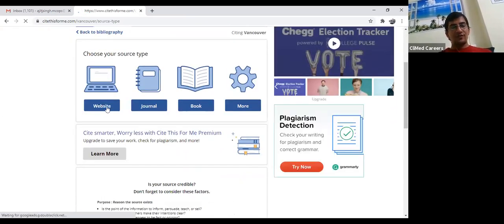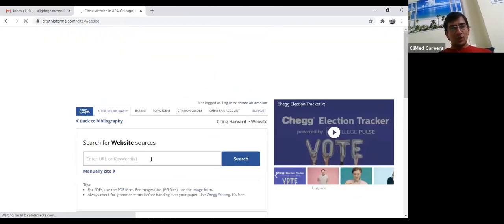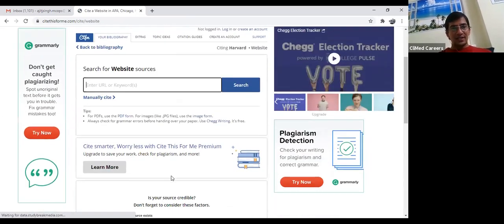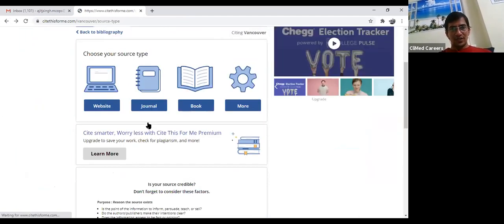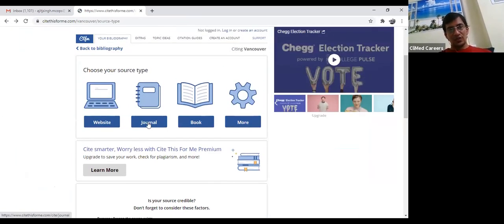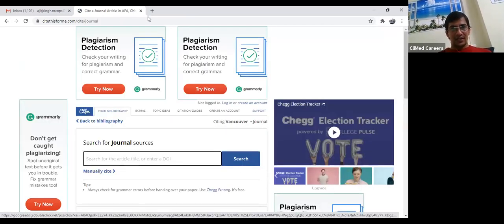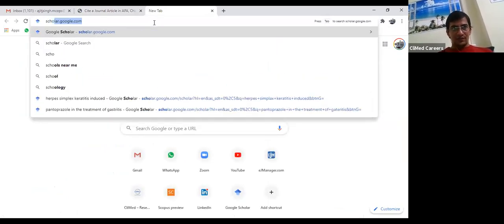If you want to cite from a website, you can click on website, put your website URL or keyword here, search, it will come down, and you can directly add it to the bibliography. And if you want a journal article, go to journal, put your article title here or enter a DOI here. I'll just pick something from anywhere.